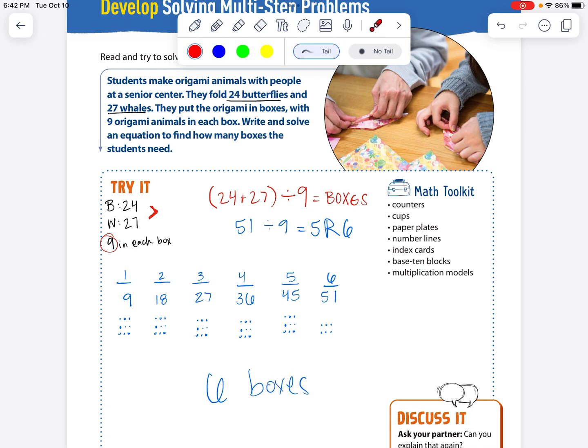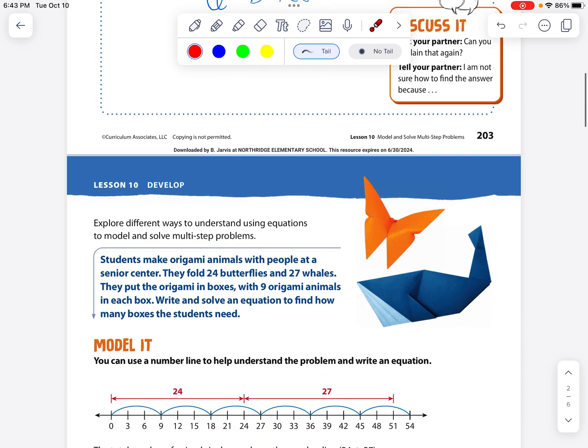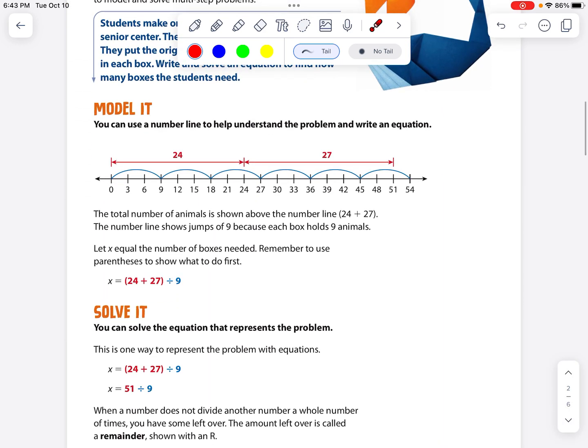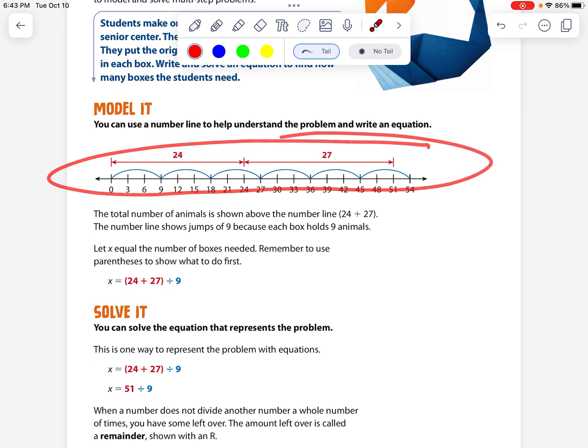So that is our actual answer. Okay, I know division can be tricky. I know it can, but we can do it because we can do hard things. Okay, another way you could have done it was in a number line.